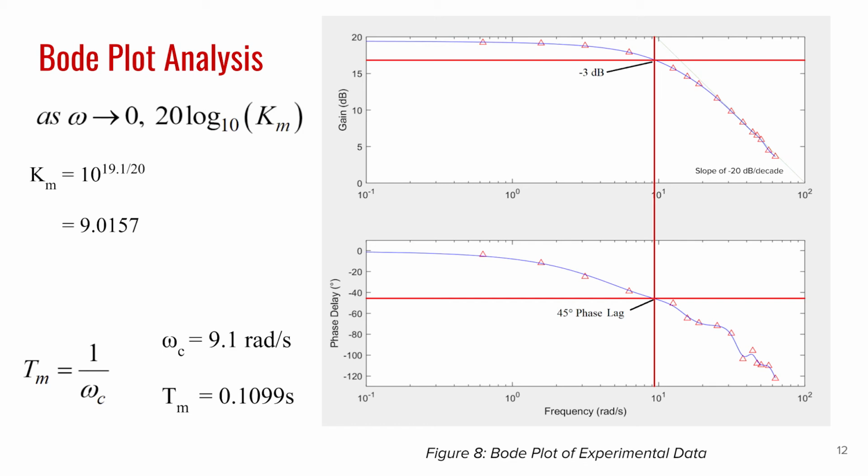From the Bode plots, we can solve for the cutoff frequency, omega c, by finding the frequency that coincides with a gain of -3 decibels from the gain at 0 radians per second. This frequency also coincides with a phase lag of 45 degrees. By using this cutoff frequency, we can then solve for the time constant Tm. Km is calculated by finding the limit of the gain as omega approaches 0, and then converting this from decibels to a regular magnitude.